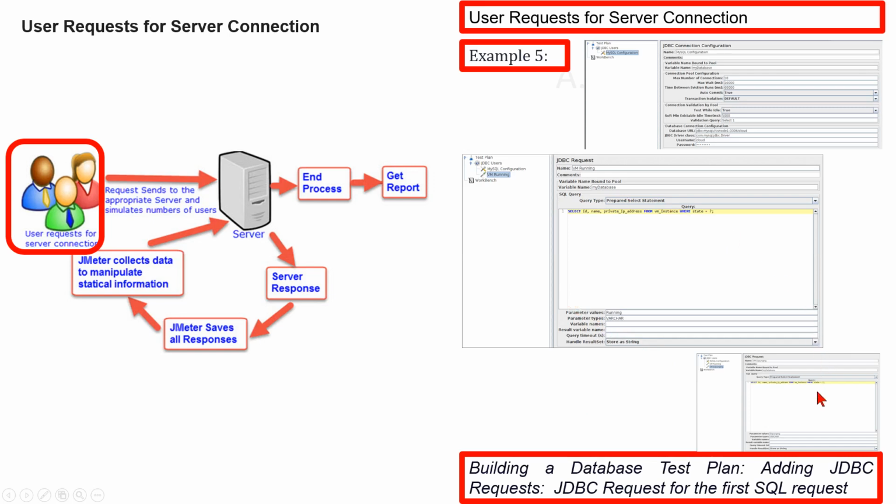Next, add the second JDBC request and edit the following properties here. Change the name to VM expunging, and change the variable value of parameter values to expunging. Here you can see the JDBC request for the second request.